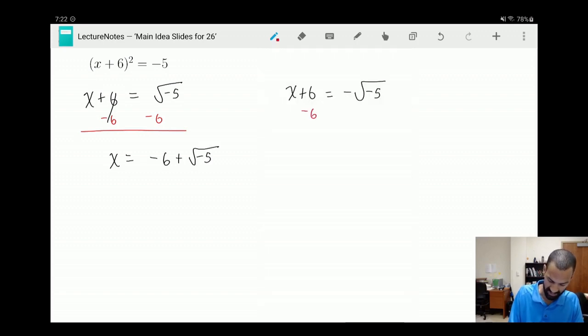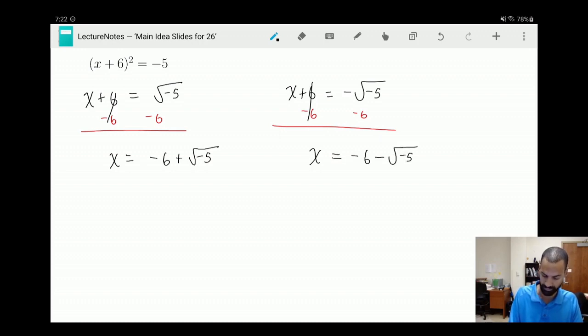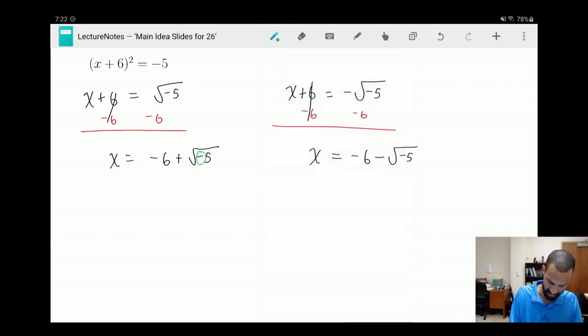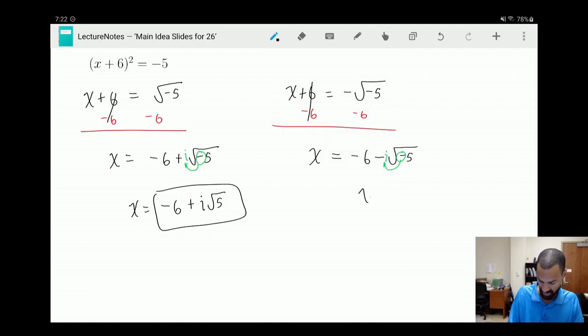Over here, I'm going to subtract 6 as well. Keeping in mind that I cannot put together the square root and the negative 6. So negative 6 minus the square root of negative 5. Now, the negative in the square root is going to come out. So I'm going to kick it out as an i. I'm going to kick this one out as an i as well. And that will give me my two solutions, negative 6 plus i the square root of 5, and negative 6 minus i the square root of 5.